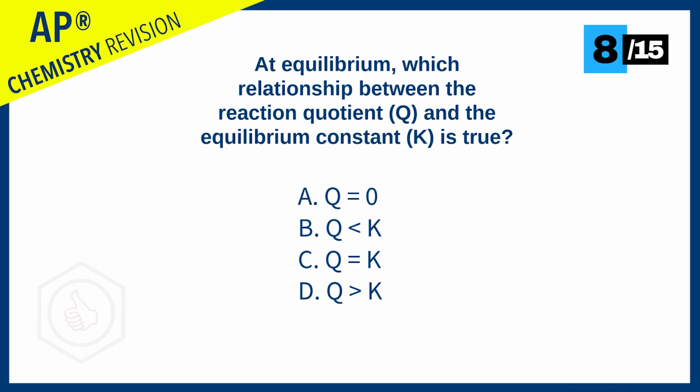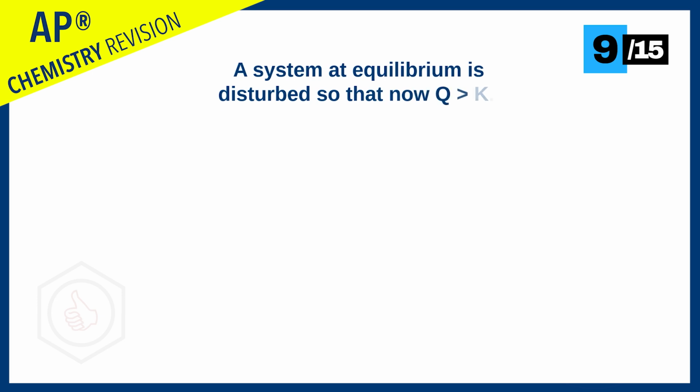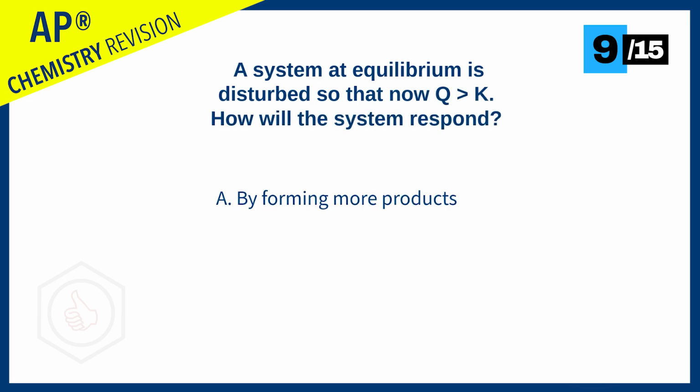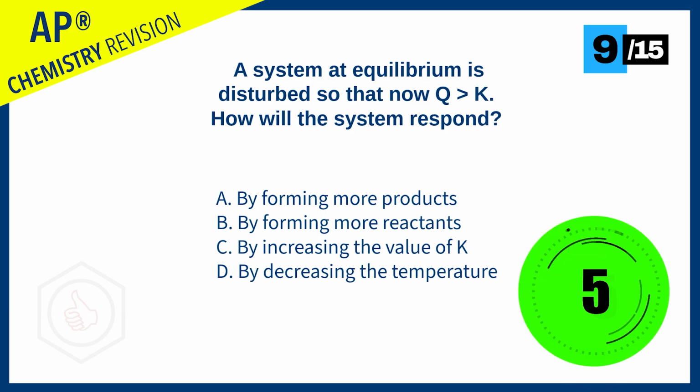The answer is Q equals K. A system at equilibrium is disturbed, so now Q is greater than K. How will the system respond? By forming more products, by forming more reactants, by increasing the value of K, or by decreasing the temperature?